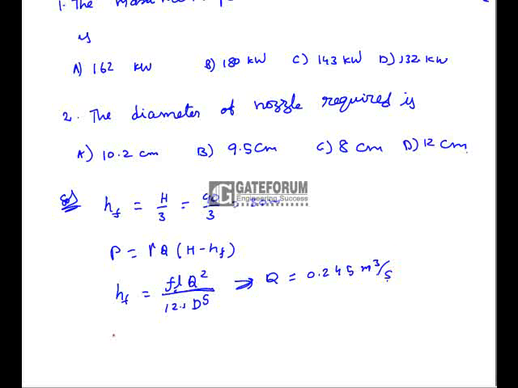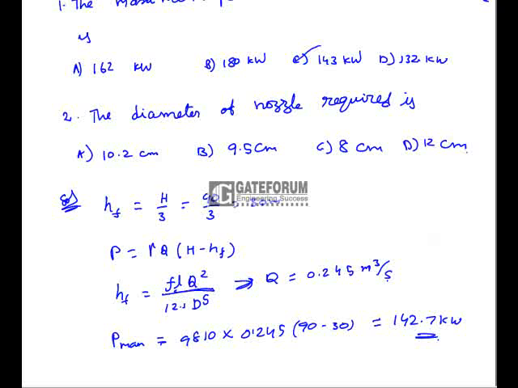So now the maximum power transmitted is equal to gamma Q into H minus HF. Here gamma for water is 9810, Q is 0.245 and H minus HF is 90 minus 30. So it gives a value of 142.7 kilowatts. So in the options, the right option is C. C is the right answer for the first question.